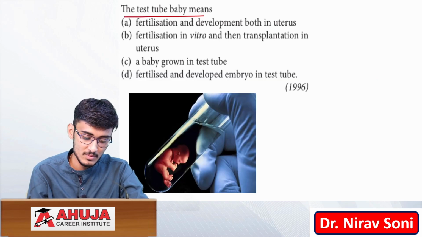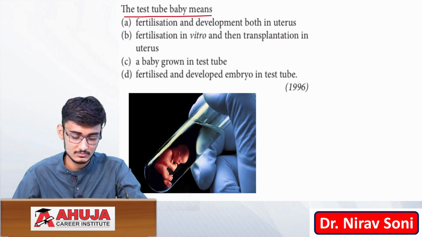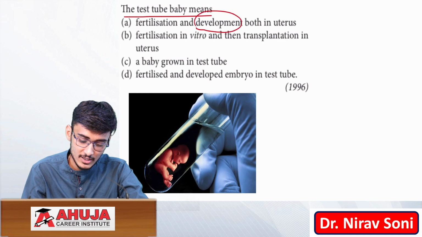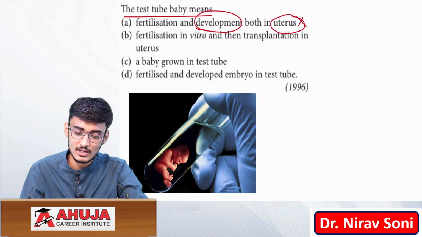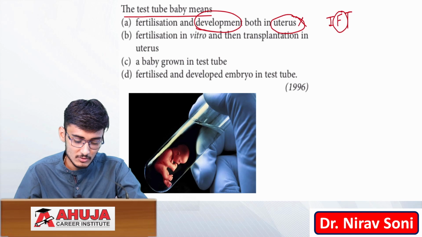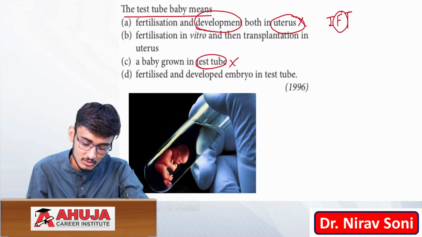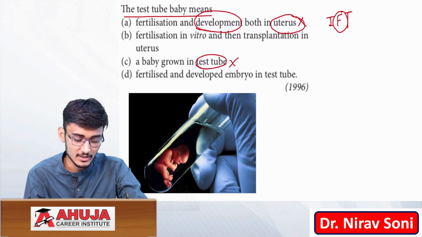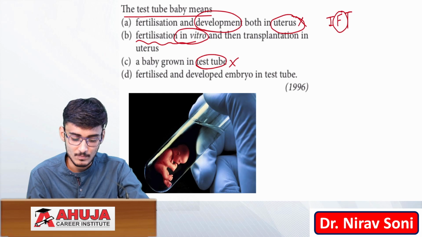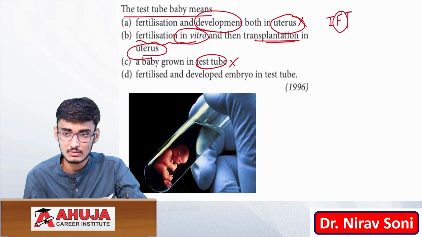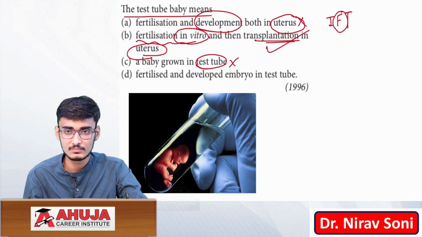Next, the test tube baby means. What do you mean by test tube baby? Fertilization and development, not a development in the uterus. Test tube baby is called the intrafallopian transfer technique. So, we cannot say in the uterus. A baby grown in a test tube, not. The fertilization occurs in the test tube, but the baby grows in the uterus. The fertilization is in vitro, but then transplantation into the uterus. Option B should be right over here.